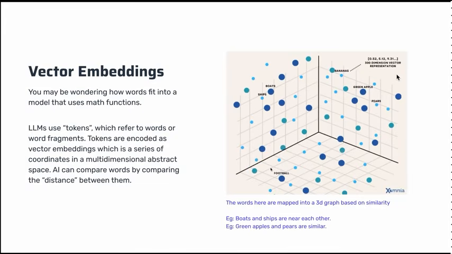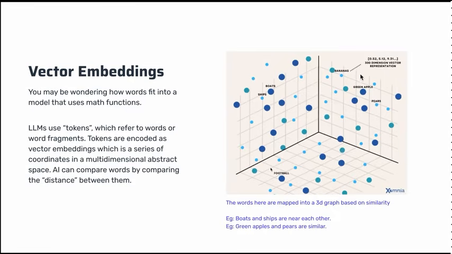Now, we've talked about math functions a lot, and you might be wondering, how do words fit into that? What LLMs use are actually tokens, which are what they use to refer to words or word fragments. And tokens are basically encoded as these vector embeddings, which are coordinates in this abstract sense of space. And so AI can compare words by basically comparing the space between them.